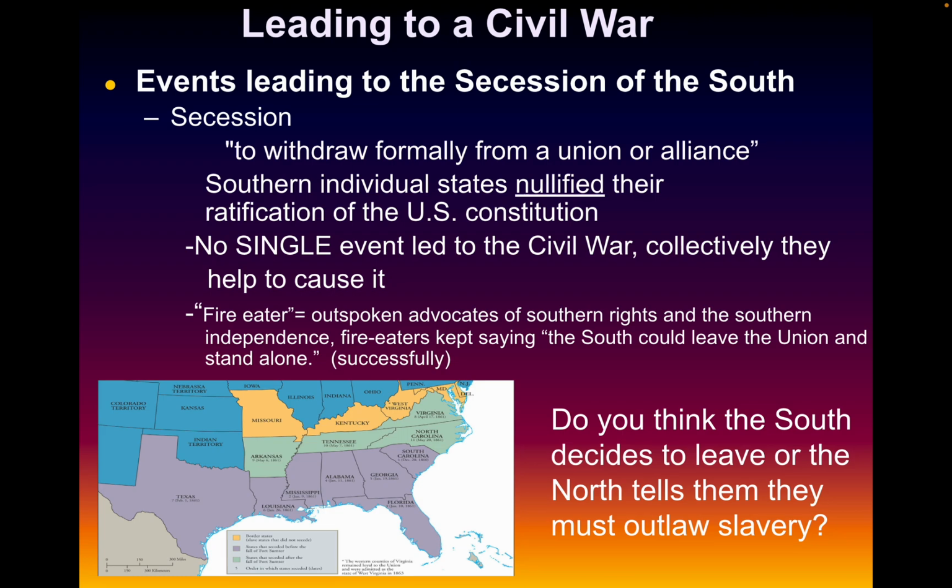What Southern states did is they nullified, meaning they canceled their ratification of the U.S. Constitution. So Southern states essentially told the North, look, we don't believe in the Constitution anymore. We don't believe what you have going on in the country anymore. We don't want to be a part of it, and we're breaking away. So the answer to the question down here is, yes, it was the South that decides to leave, and they really break away from the North.